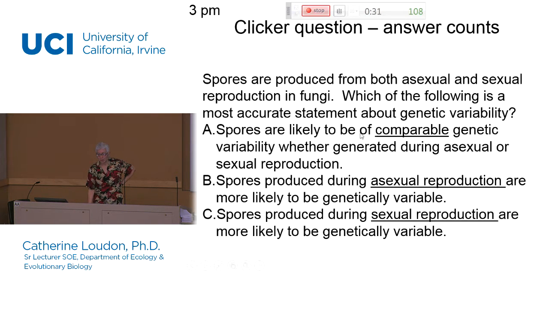A, spores are likely to be of comparable, meaning similar genetic variability, whether generated during asexual or sexual reproduction. B, spores produced during asexual reproduction are more likely to be genetically variable. Or C, spores produced during sexual reproduction are more likely to be genetically variable. So which of these 3 do you think is the most likely?